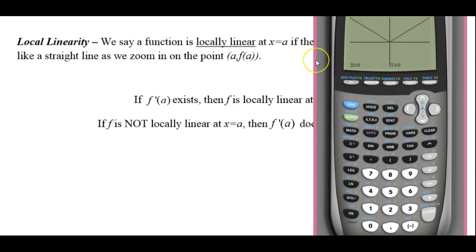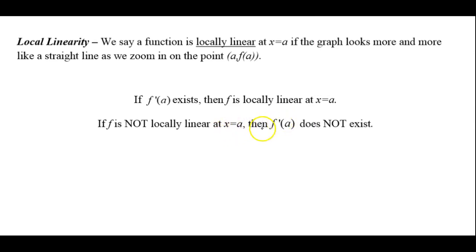and over again. So since f is not locally linear, it doesn't look like a line near x equals 0, then f prime of 0 does not exist. So it's because of this idea of local linearity that sharp turns or cusps or corners are places of non-differentiability.